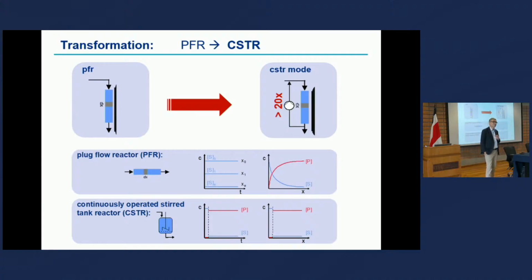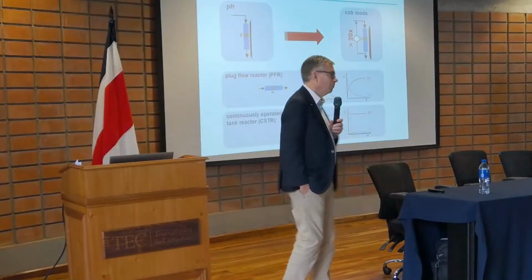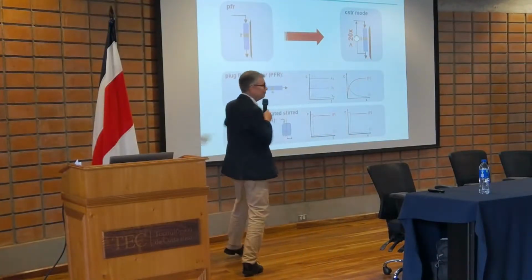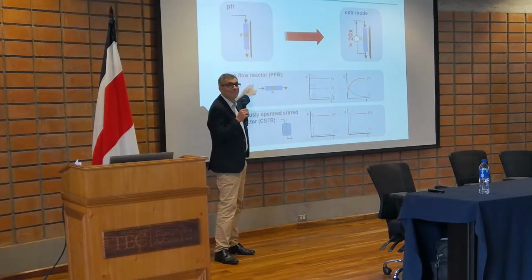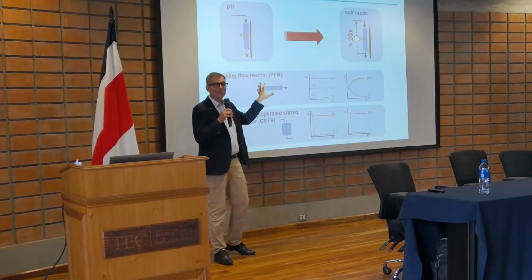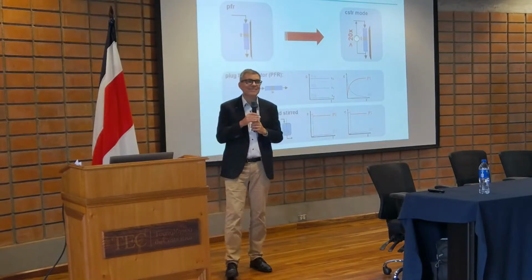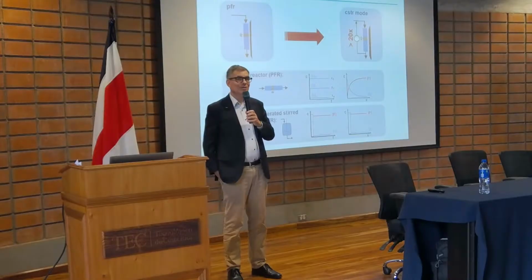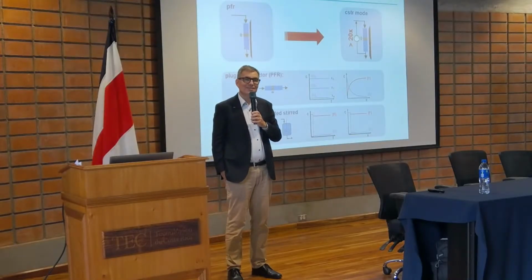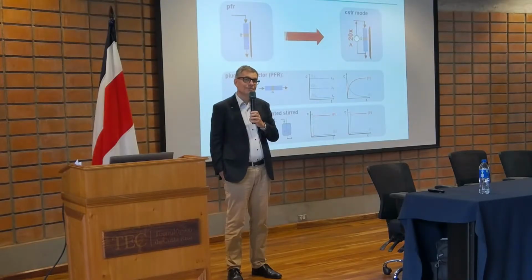Probably the CSTR because it's continuous. Both reactors are continuous. Both use the enzyme. But which might be more expensive? I would say it's the CSTR, the one that's more expensive because there's an outflow of enzyme, whereas in the PFR we have the enzyme that's immobilized.